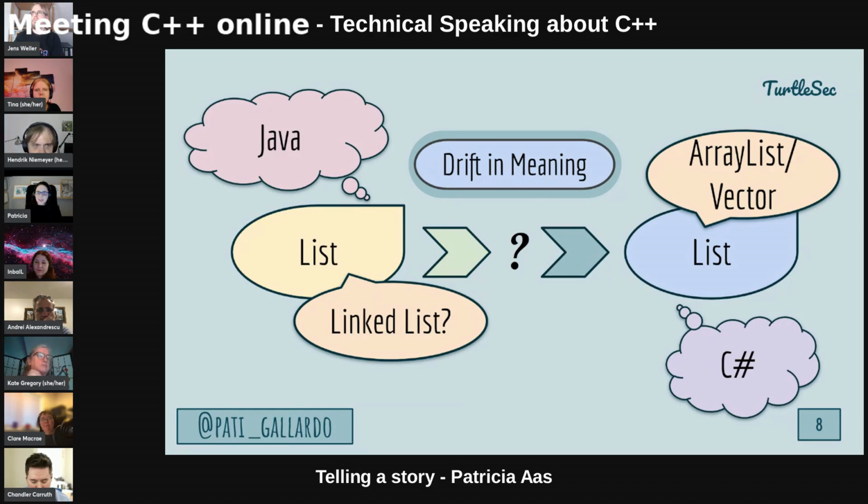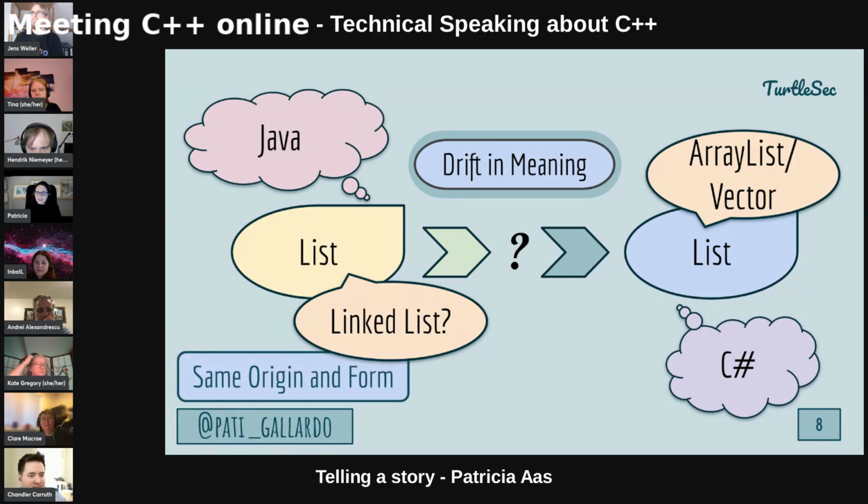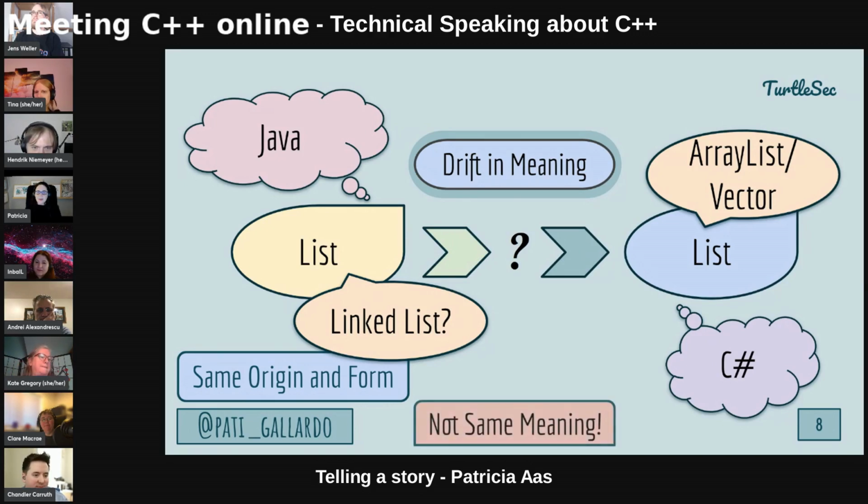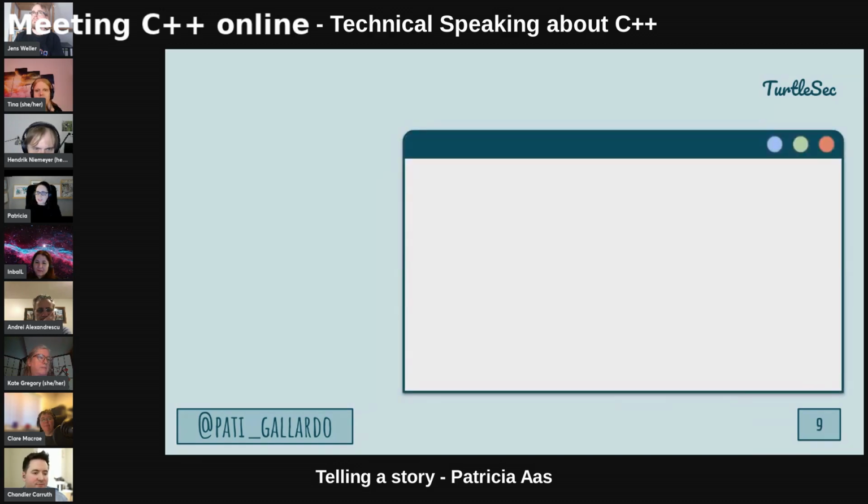So here we have a drift in meaning. It means different things in different languages, and you have to figure out what it means in this context. And here it is the same word because it came from the same place, but it doesn't mean the same thing. And you kind of have to figure that out in learning a programming language.